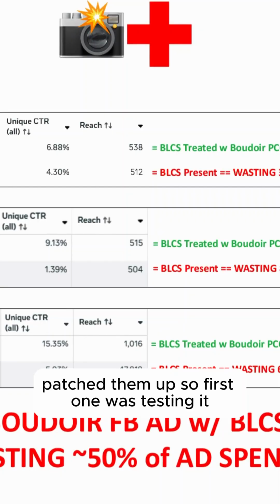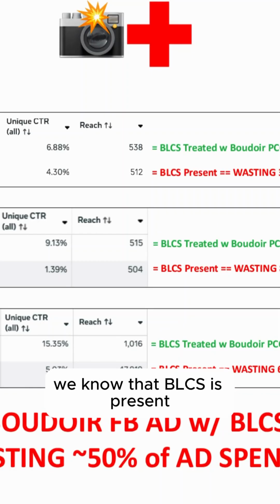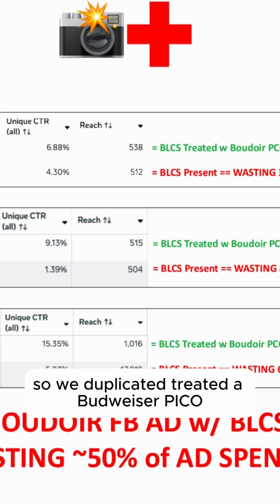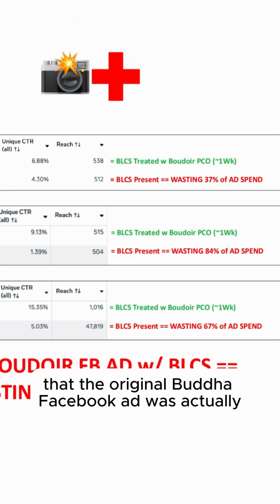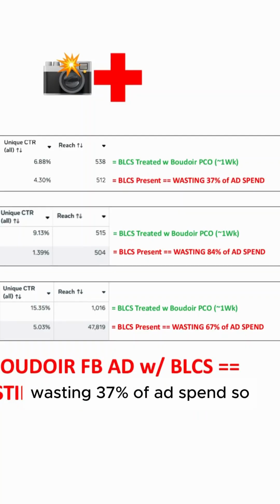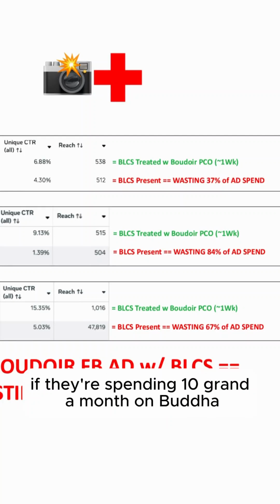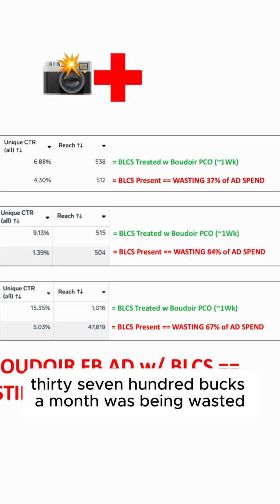The first one, we tested it and found out unique CTR is 4.3%. When unique CTR is under 6%, we know that BLCS is present. So we duplicated it, treated with Boudoir PICO, took about a week, and got the unique CTR up to 6.88%. So we found out that the original Boudoir Facebook ad was wasting 37% of ad spend. If they're spending 10 grand a month on Boudoir Facebook ads, $3,700 a month was being wasted.